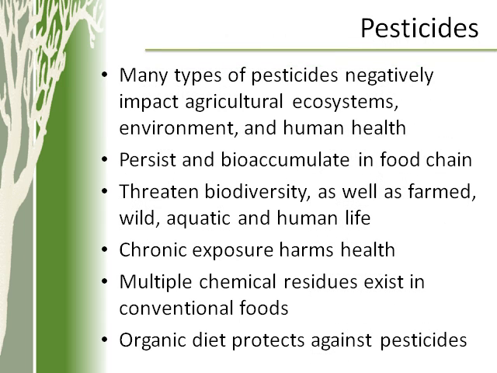There are many types of pesticides used in conventional farming that negatively impact agricultural ecosystems, the environment, and human health. Pesticides bioaccumulate in food chains and food webs and persist in nature for years. They threaten biodiversity as well as farmed, wild, aquatic, and human life. Chronic exposure can lead to cancer and the disruption of nervous, endocrine, reproductive, and immune systems.